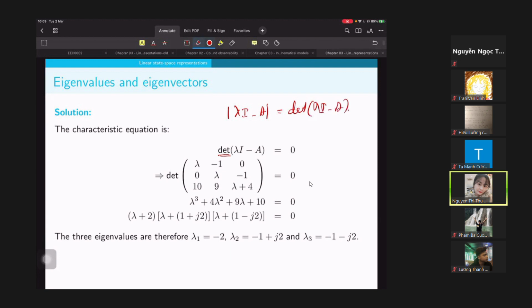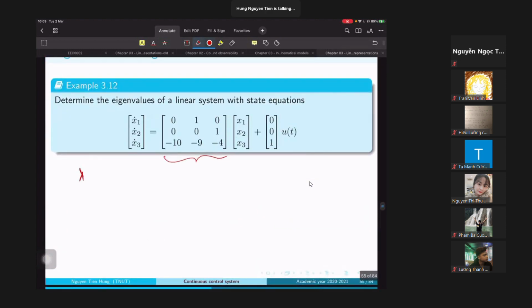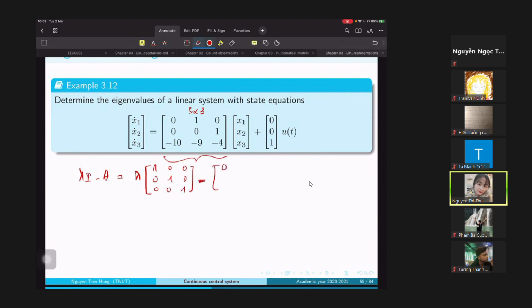So we solve this equation, and then we got this lambda I. Okay, so we got here lambda I minus A. Lambda is lambda because this is an n by n, 3 by 3. So we got 1, 0, 0, 0, 1, 0, 0, 0, 1. Minus A is this: 0, 1, 0, 0, 0, 1, minus 10, minus 9, and minus 4.